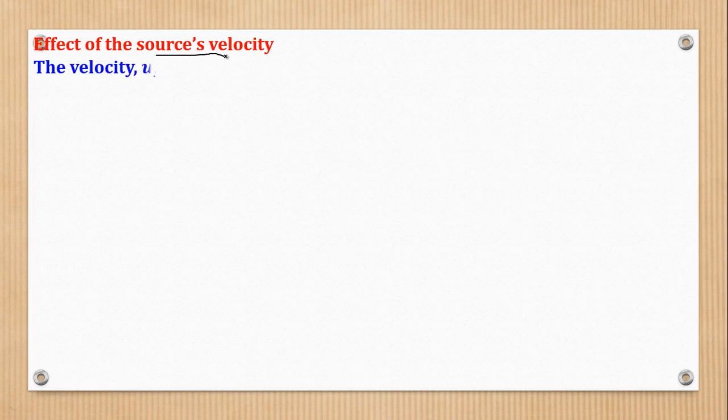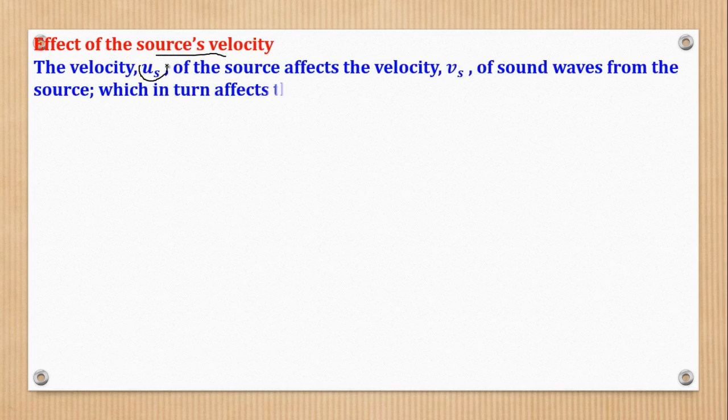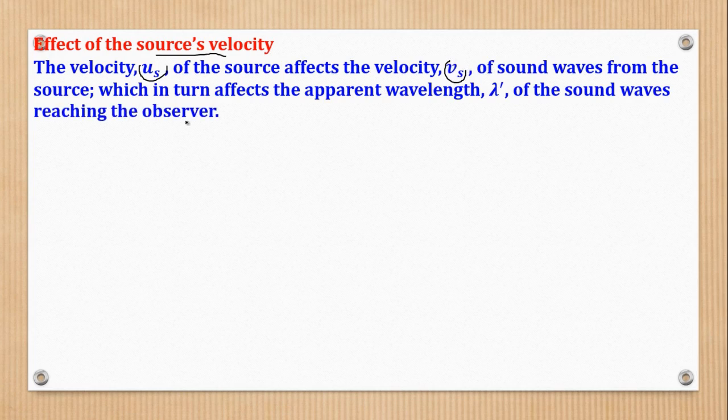Okay, that is how we can get V prime. What about lambda prime? Lambda prime is affected by the velocity of the source. So the velocity of the source, U S, affects the velocity Vs of sound waves from the source, which in turn affects the apparent wavelength lambda prime of the sound waves reaching the observer.